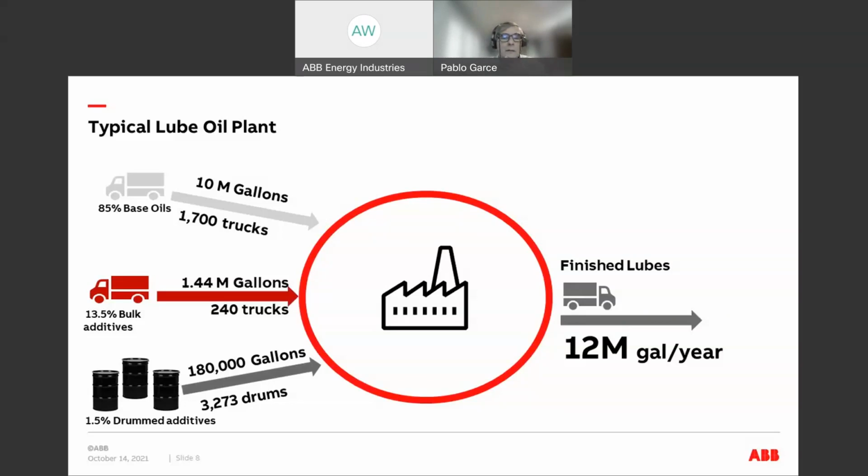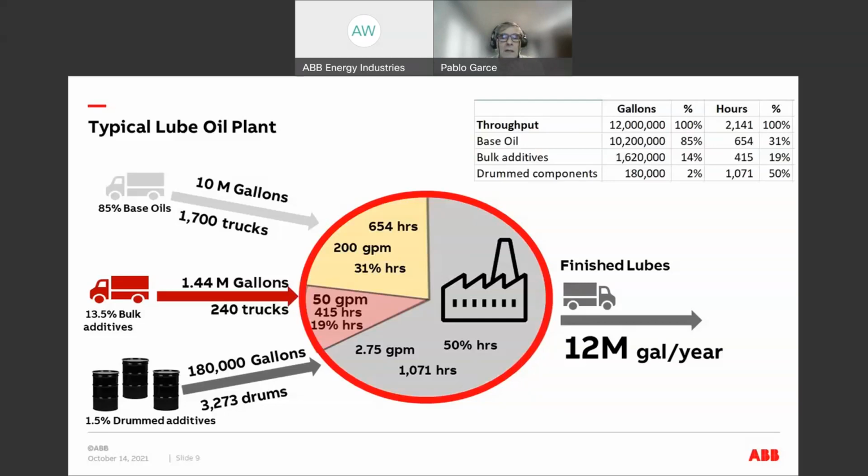But when we look at these percentages, and here we're looking at volumes driven by formulation, when we see how we utilize the time in order to dose these components, the 10 million gallons, you usually pump it at least 200 GPM.